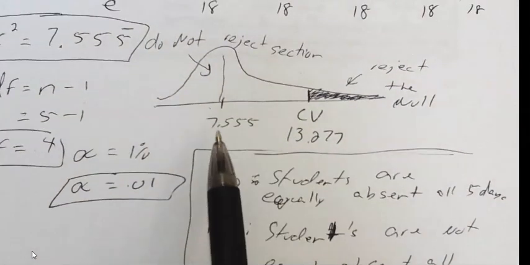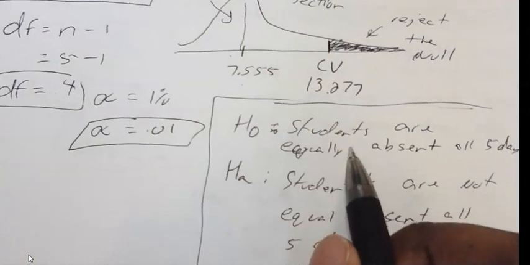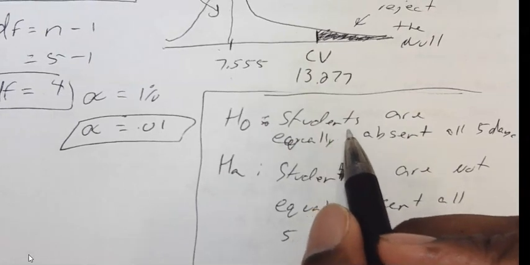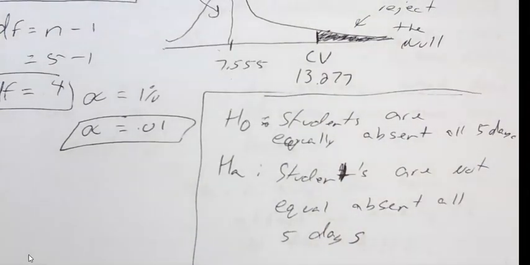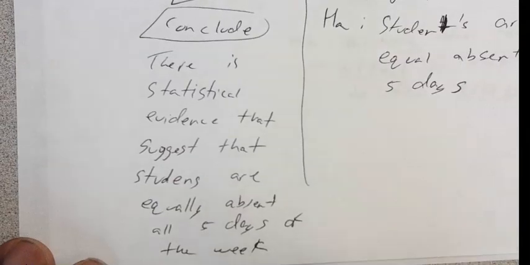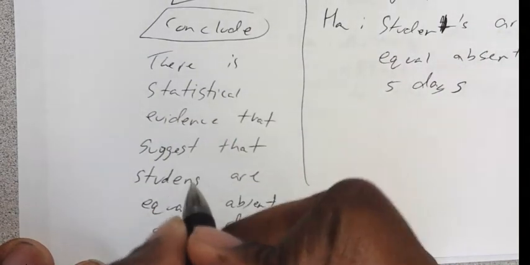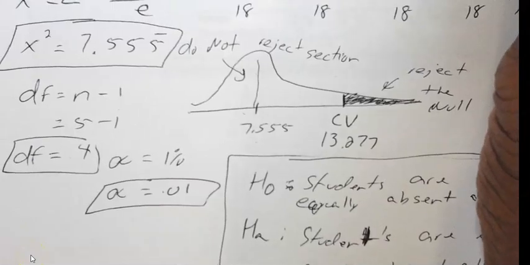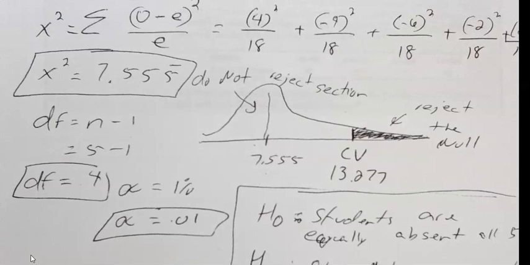Given the fact that our chi-square value is in our do not reject region, we could conclude that there's statistical evidence that suggests that students are equally absent all 5 days of the week. So I just wrote the conclusion. There's statistical evidence that suggests that students are equally absent all 5 days of the week. That's all I have on that. Let's move on. That's a great example, and we can do this with our calculator as well. This is how it looks if we did it with our calculator.